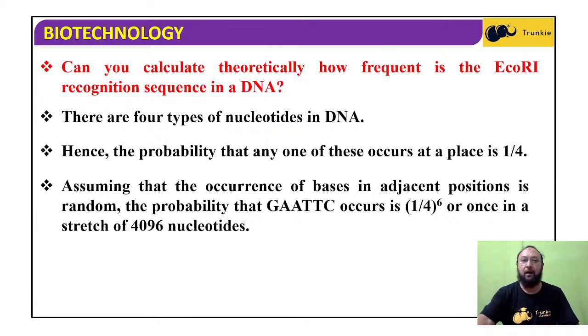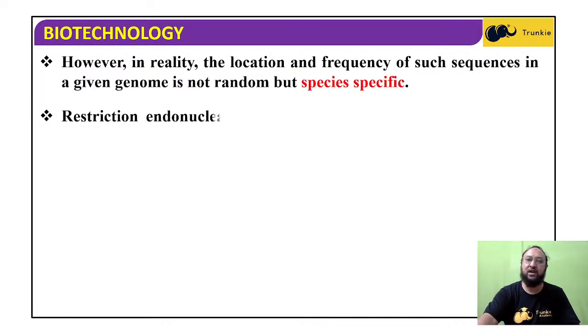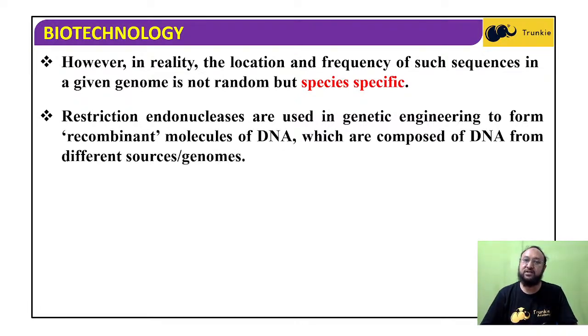So that is the probability. Calculating the probability by permutation and combination, it will form like this. Now, however, in reality, the location and frequency of such sequences in a given genome is not random, but specific. Depending on the particular species, it will not be random, but this pattern will be followed, species wise. For example, in the human body, Homo sapiens, or in other organisms, a particular species has specific sites, a specific frequency or a specific location, depending on the species.